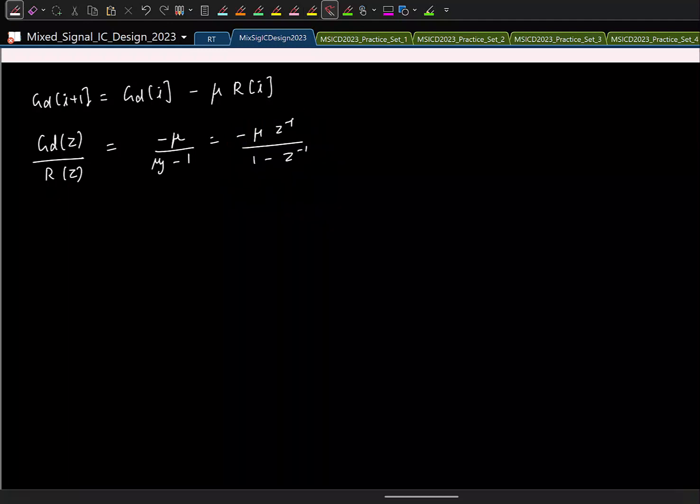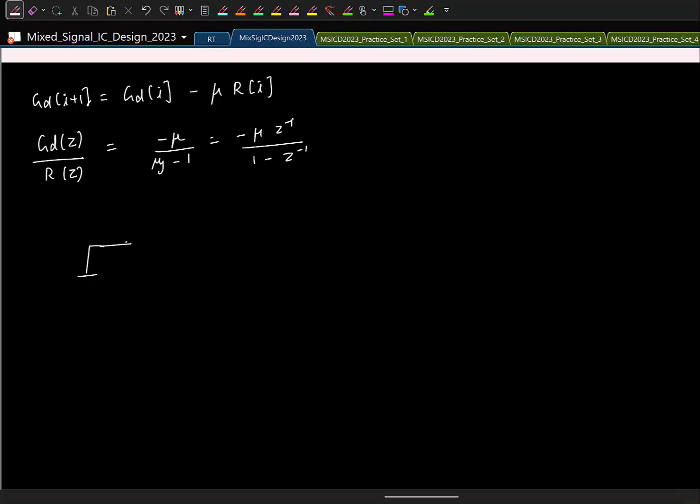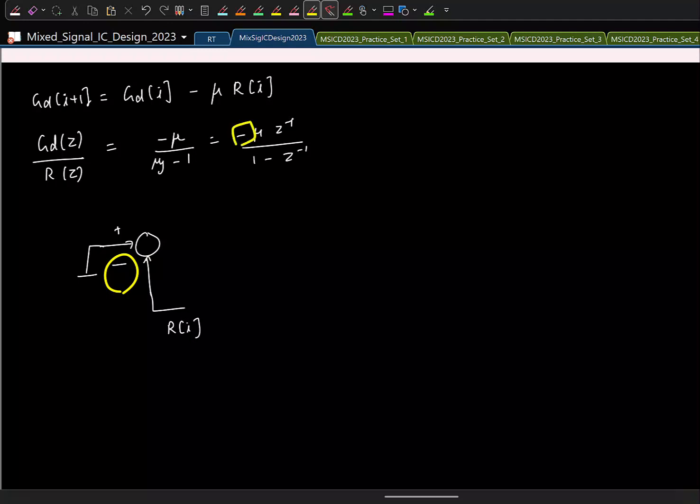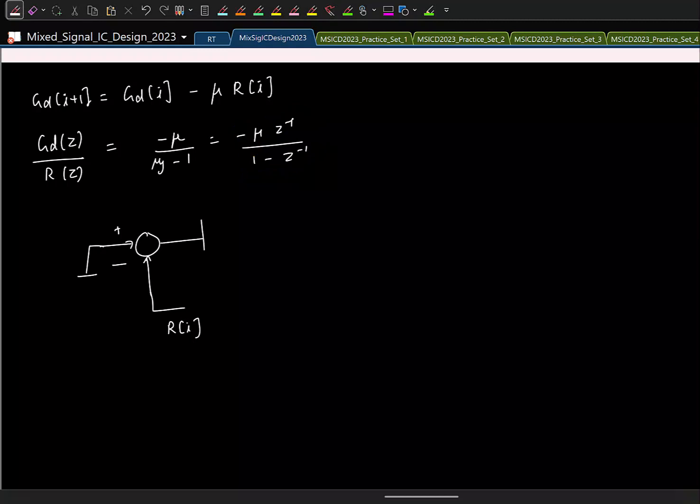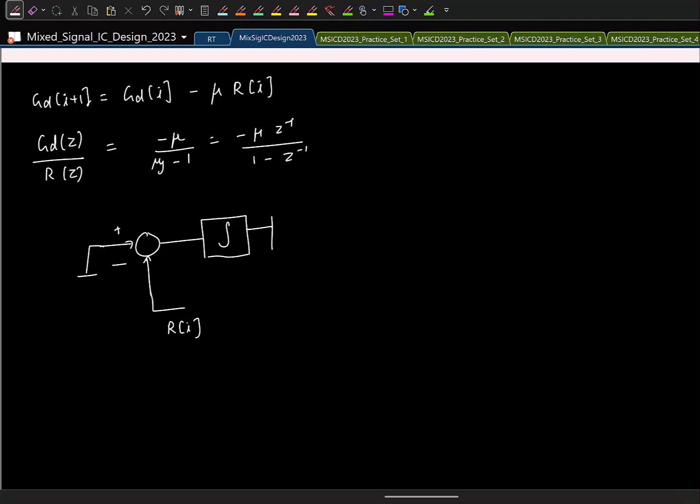So if I were to model it, you can do it like this. So here is where I have the correlation R of I. This minus will take care of the sign inversion here. So now I have the integrator here. I'll just say this is the integrator. And then I have a scaling factor mu, that's just trivial. I'll just mark it here. So what does this give me? This gives me the digital gain GD.